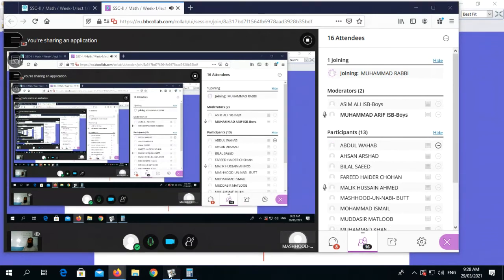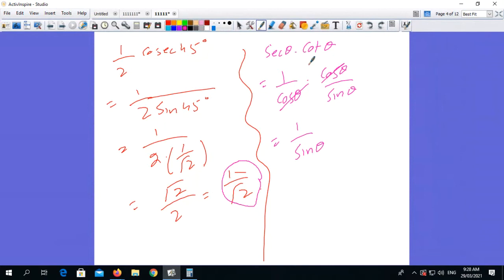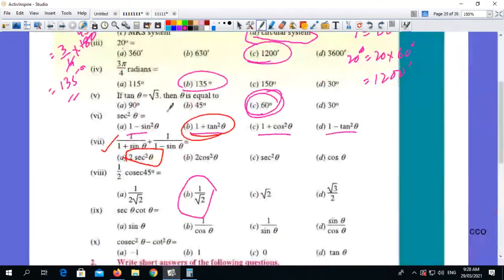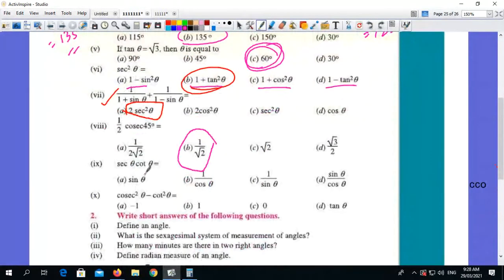Okay. Good, Muhammad Khan. How can we solve this? 1 by 2 cosecant 45 means 1 by 2 sine 45. 1 by 2 sine 45 means 1 by square root 2. And we know that in class 9, chapter number 2, 2 by square root 2 becomes square root 2, or square root 2 by 2 becomes 1 by square root 2. Good. Now tell me the answer of secant theta into cot theta. What is the answer?